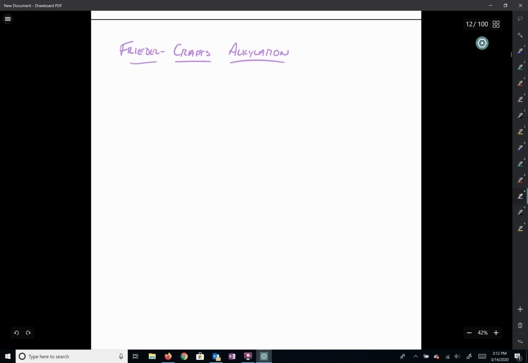So Friedel-Crafts alkylation. This is just one of the standard reactions that every organic chemistry class covers, right? This is your quintessential reaction for adding alkyl chains to rings. Okay, aromatic rings. There are some limitations with this. We'll talk about that as we go along, but this is kind of your go-to method.